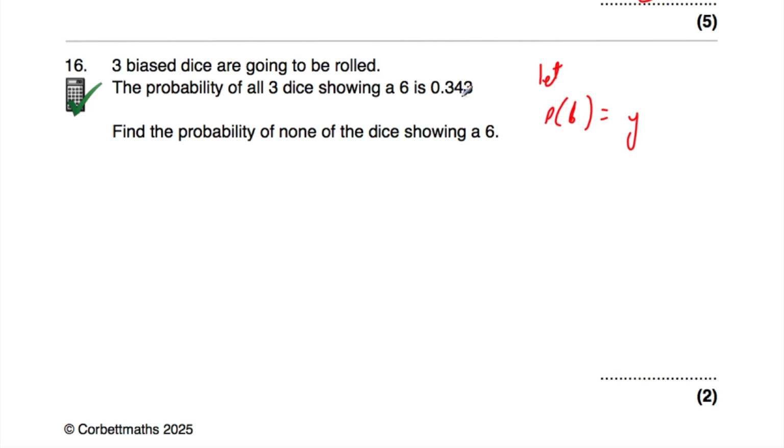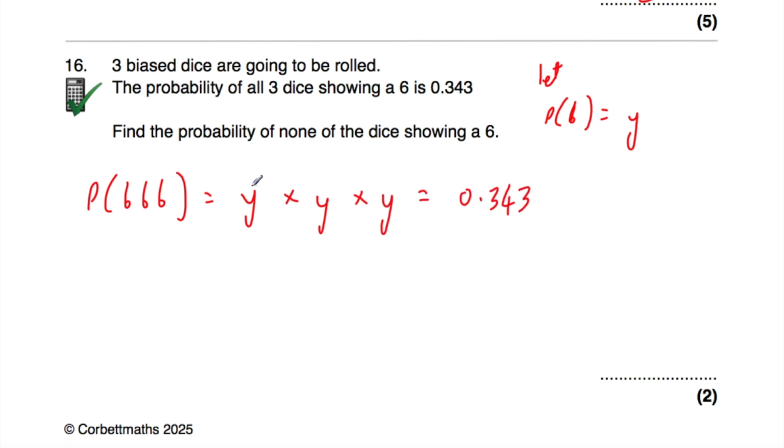equal to 0.343. So the probability that it lands on a 6, and another 6, and another 6 would be equal to 0.343. And we would work that out by taking the probability that it lands on a 6, which is y, and we would times that by y, and we would times that by y, and that would be equal to 0.343. So whatever the probability of this biased dice landing on a 6 is, we would times it by itself and by itself again, and that would give us 0.343.